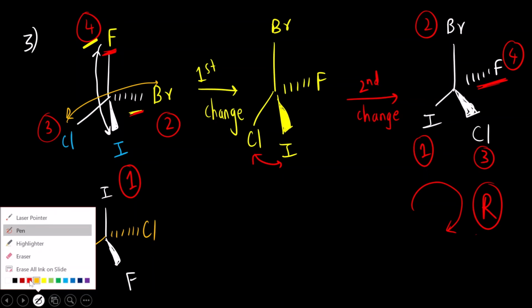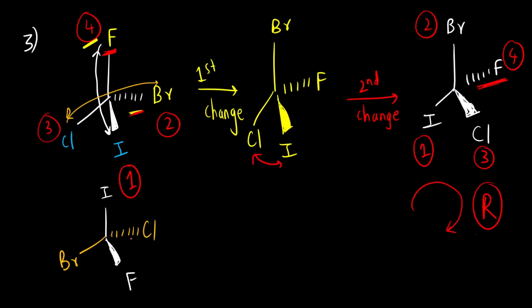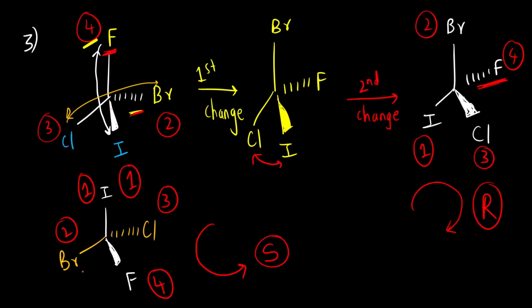Now assign the priority. Iodine is 1, bromine is 2, chlorine is 3, fluorine is 4. So 1, 2, 3, it is counterclockwise, right? So it should be S, but you can see the fourth priority group is on the wedge bond. So you will change the answer and you will get R.